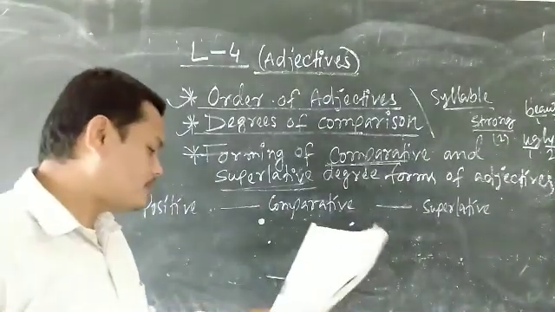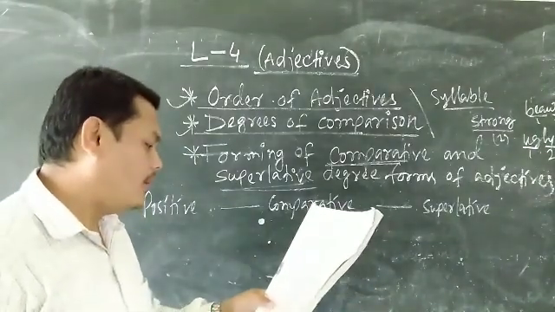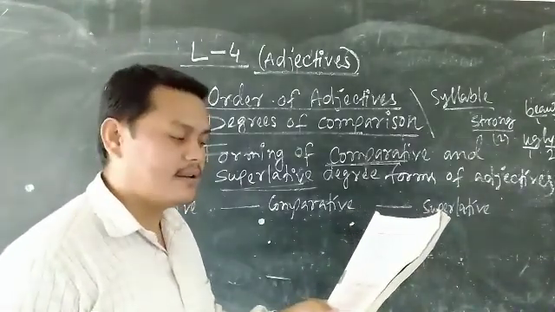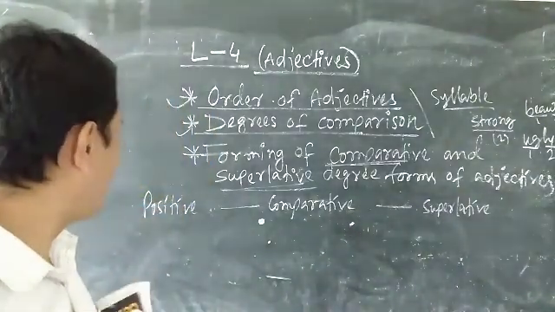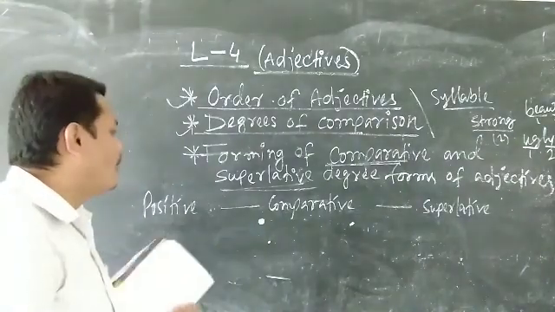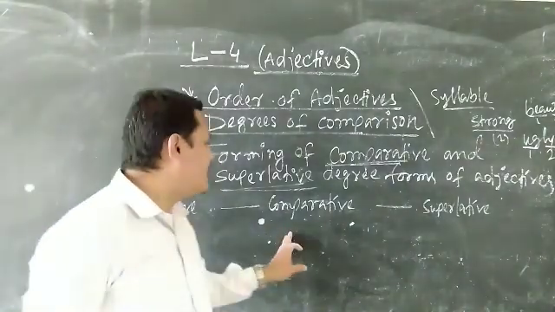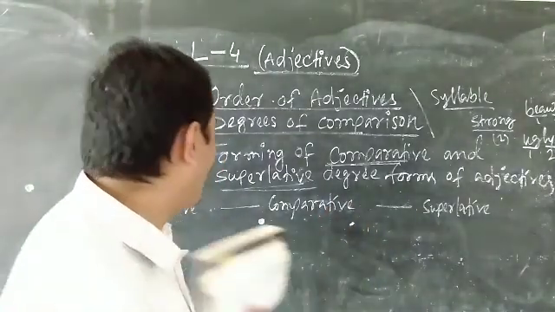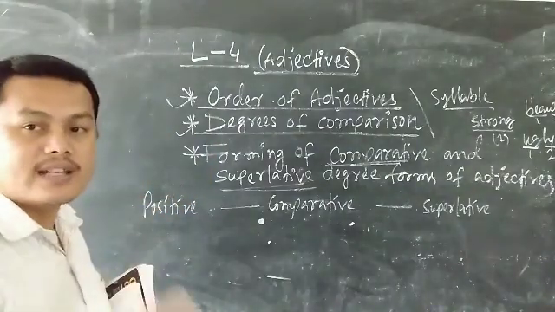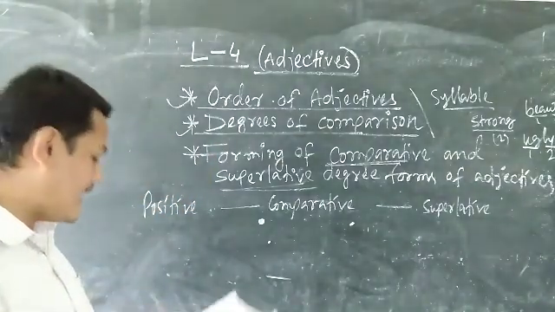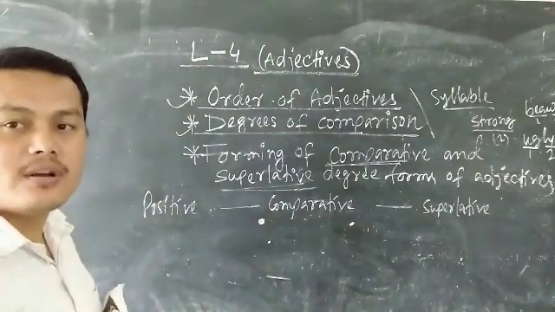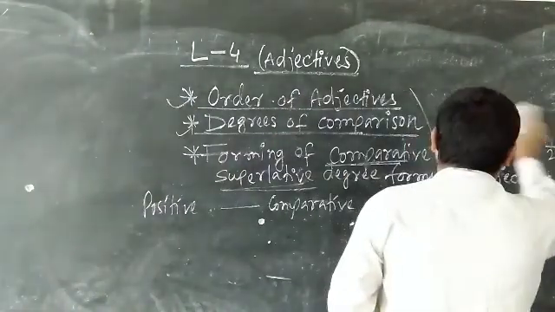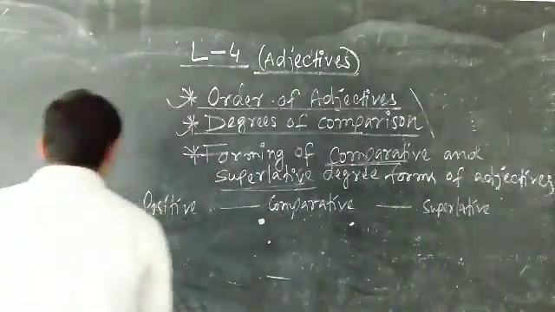So first point, most one or two syllable adjectives ending in a single vowel plus consonant take er, est. That means, you see, actually we often add er and est to make comparative and superlative degree. But where there is a one or two syllable word, and the last combination of the letters should be vowel plus consonant. Let me show you the example. You see, let me write one word.